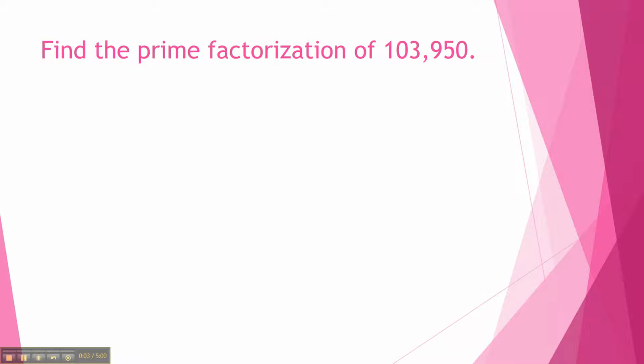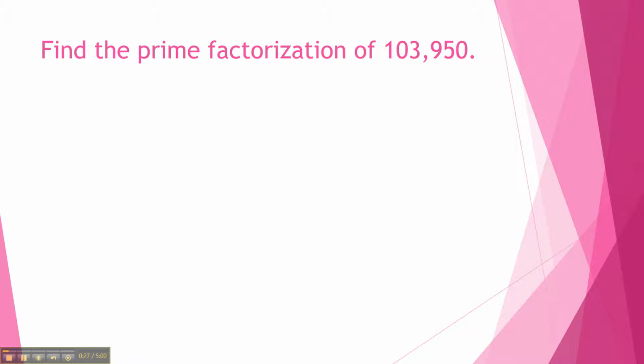You could choose two of the dimensions and solve for the third, or you can use prime factorization to find the whole number solutions, which is actually the simpler of the two methods. So let's go ahead and find the prime factorization of the number that we previously found in our last video tutorial, 103,950.